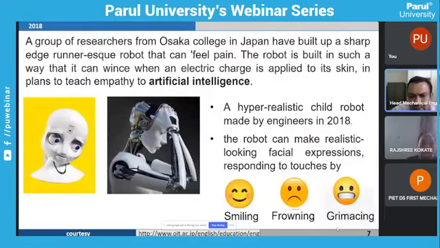In 2018, a group of researchers from Osaka College in Japan built a sharp-edged robot that can feel pain. The robot is built in such a manner that the skin responds to different kinds of pain, and the expressions show on the face as well as on different parts of the robotic system. The robot can make realistic facial expressions, responding to touch by smiling, grimacing, and the like.